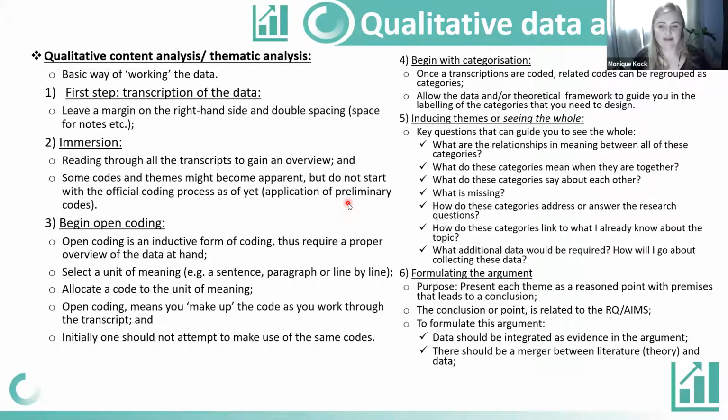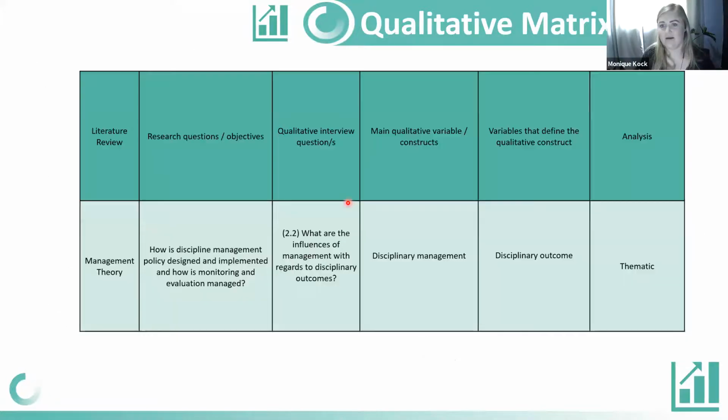I would be able to formulate this argument by looking at, for instance, how the evidence is integrated in the argument. How have I taken my codes and made sure that they are in line with the theory that I've identified and with the literature in my literature review? There should be a merger between literature, which is your theory, and your data, which is the interview quotations. If there's no link, it means somewhere in your research aims and objectives, you were not clear enough.